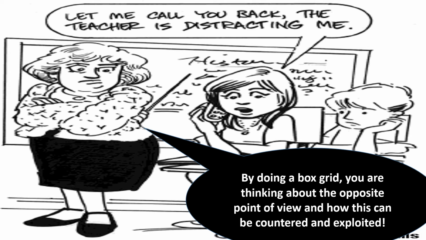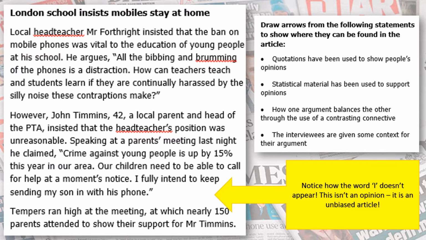So by doing this box grid, you're thinking about the opposite point of view and how this can be countered and exploited. Here's another example then. In this case, an article based around mobile phones.